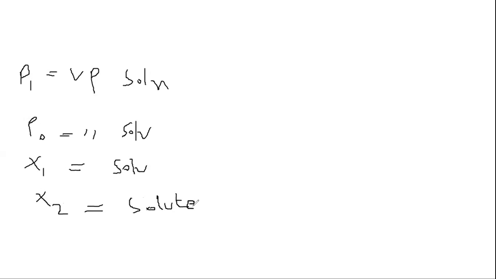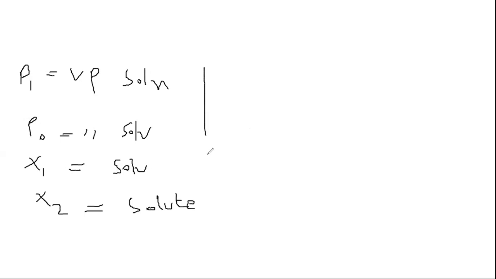This is just to differentiate. I am using 1 for the solvent, 2 for the solute, and 0 for the pure solvent. So this is also a solvent, but the solvent in solution. This 0 is the pure solvent. P1 is the vapor pressure of the solution, or the vapor pressure of the solvent in solution, and this is the mole fraction of the solvent. This is the mole fraction of the solute.